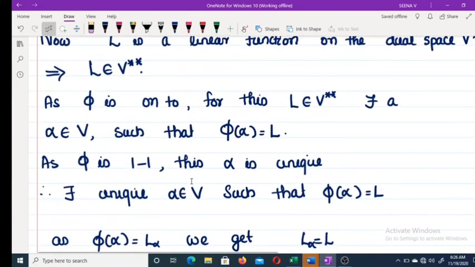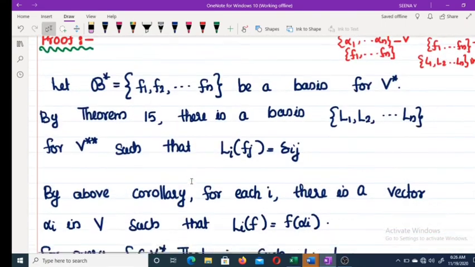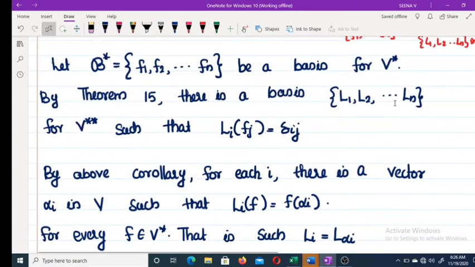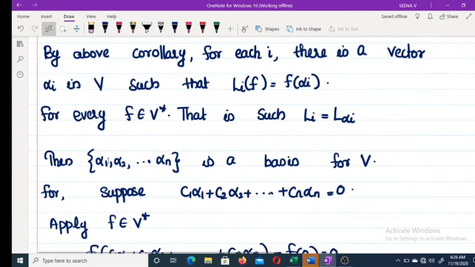So for this L1, for each i there is a vector αi in V satisfying Li of f equals f of αi, and this is true for every f belonging to V star. Now note that this Li is the same as the earlier L equals Lα. Here Li is the same as L αi. So for each i we get an αi here. Now consider α1, α2, ..., αn.